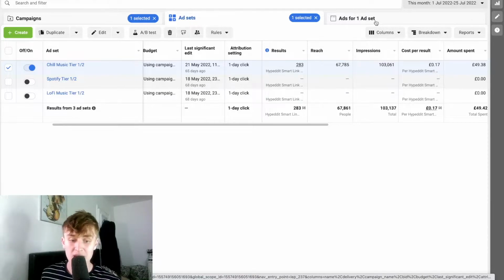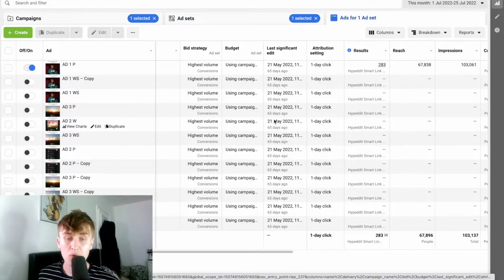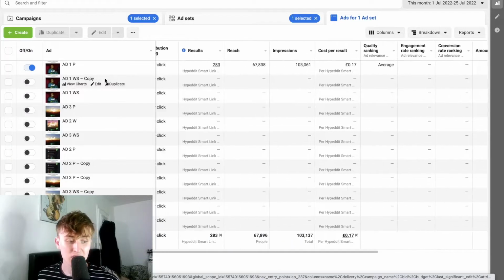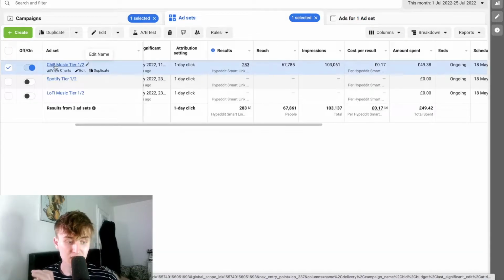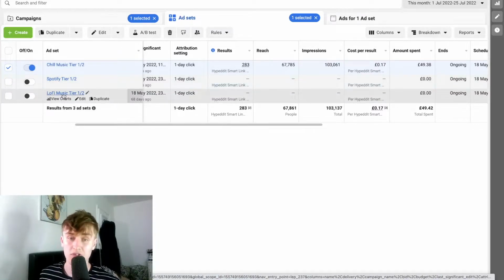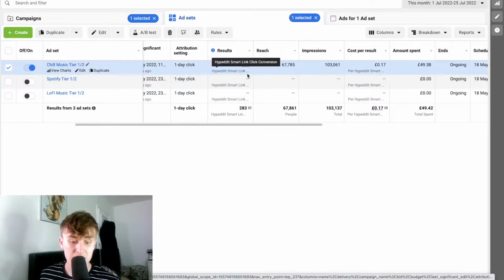And again, I just want to quickly emphasize the importance of having multiple ads, because you want Facebook to have as much information to go off as possible. I've now settled on this one exact, so the chill music tier. That was targeting people who are into chill music and tier 1 or 2 or some countries which I know do well on Spotify. I also tried Spotify, and I also targeted lo-fi music. Now out of those 3, chill music did the best.